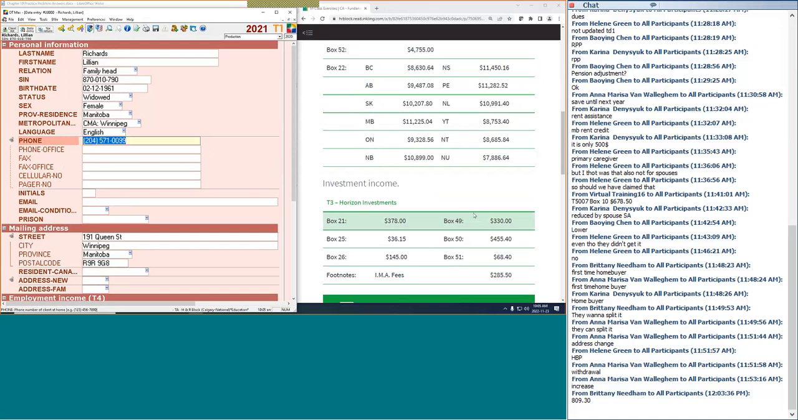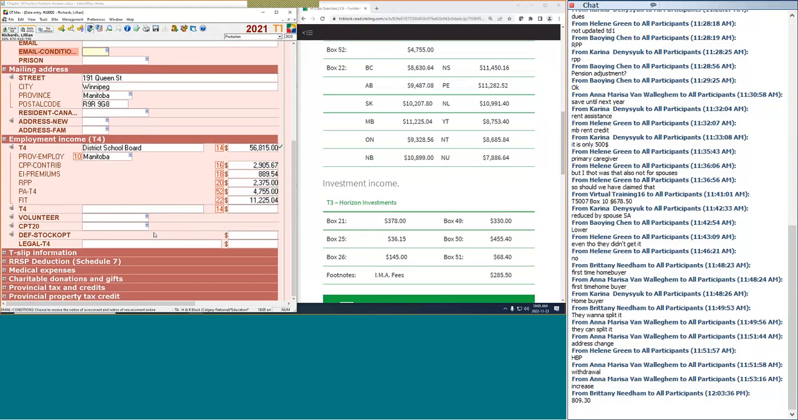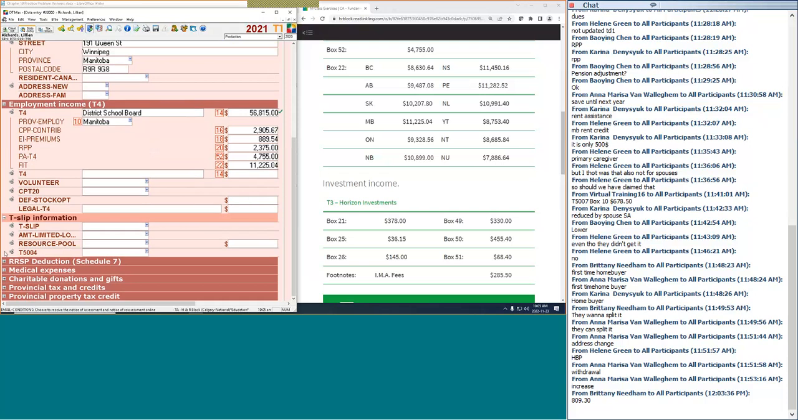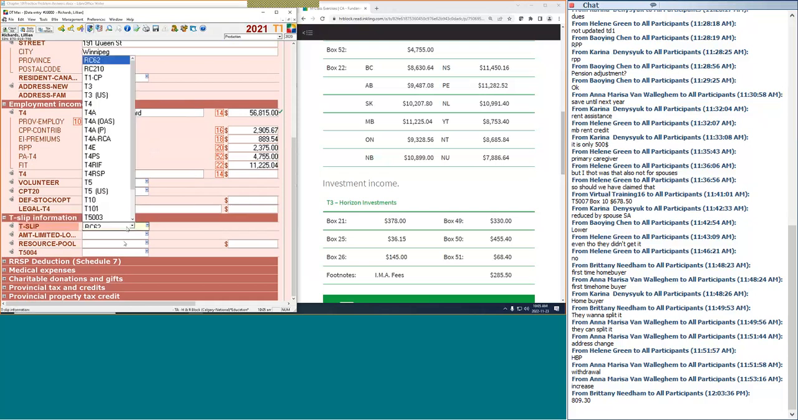Now, in real life, those boxes will be identified. So when you look at the slip, you're going to know what each of those boxes is. But you're going to find in the data entry, it will also identify it there. As always, every slip that isn't a T4 is going to be found in your T-slip section. So when we go to T-slip, you're going to find T3.